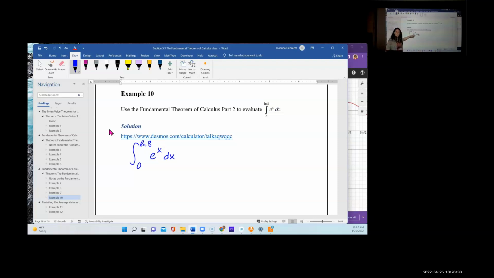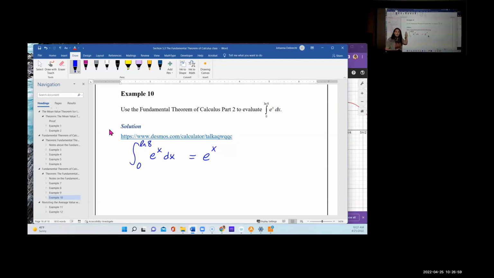So the antiderivative function for e to the x is e to the x. This is how we're tying the indefinite integral into the definite integral. We take any antiderivative function. I could take e to the x plus 1, but the easiest one to take is e to the x plus 0. So I choose the constant to be 0, and then I need to evaluate it at the limits of integration.